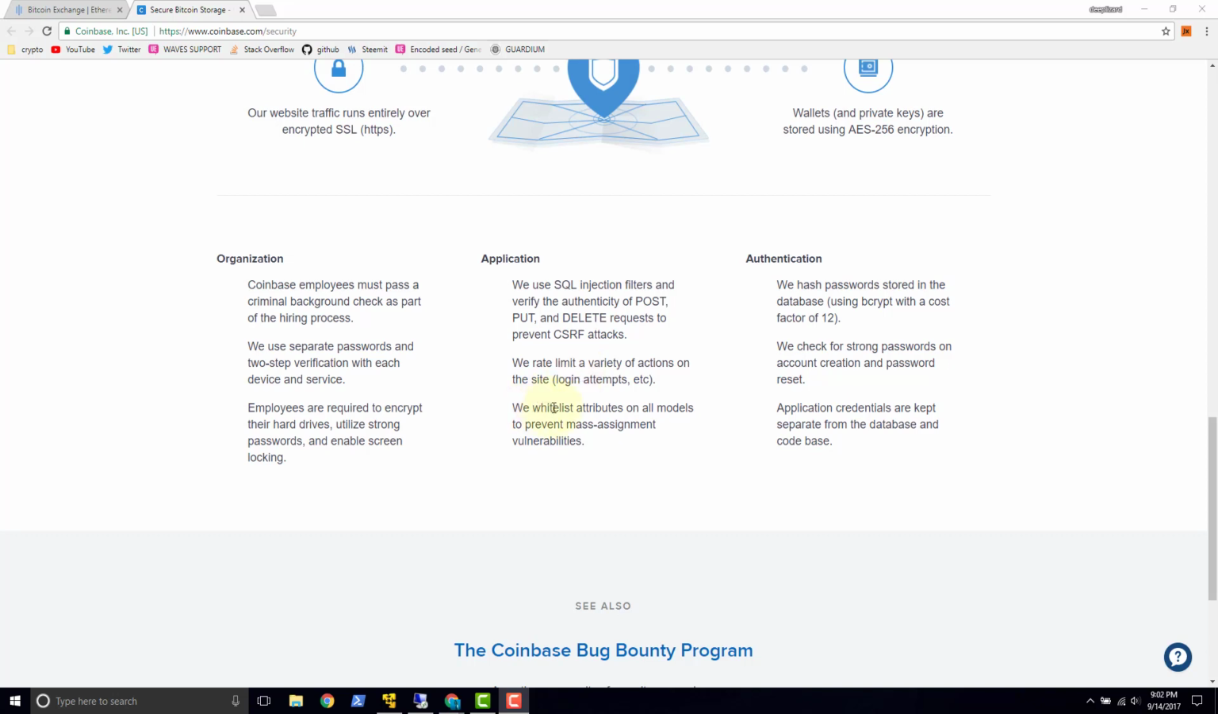And then they talk about here, they whitelist attributes on all models to prevent mass assignment vulnerabilities. This is another thing if you're technical. I'm going to leave a link to this down in the description.